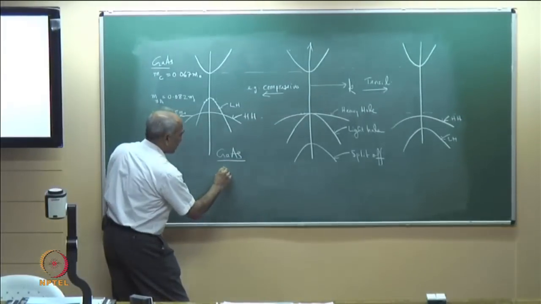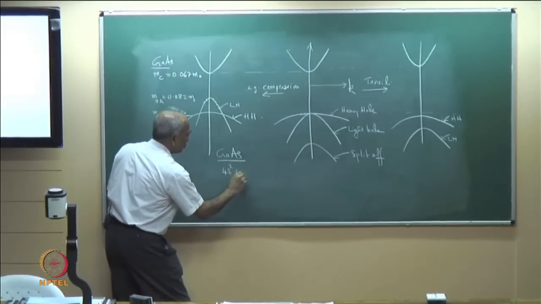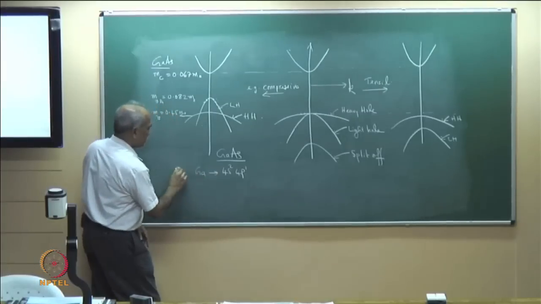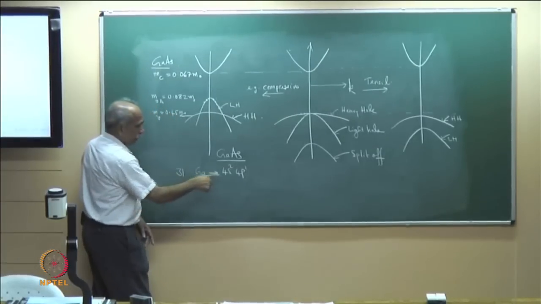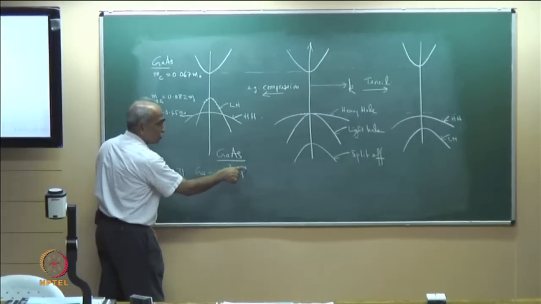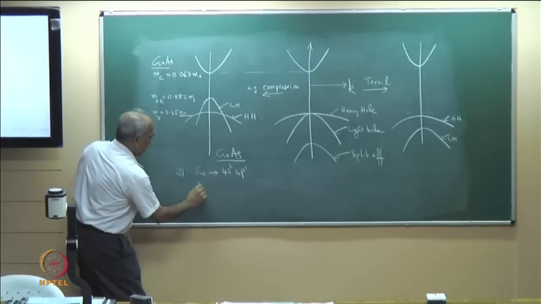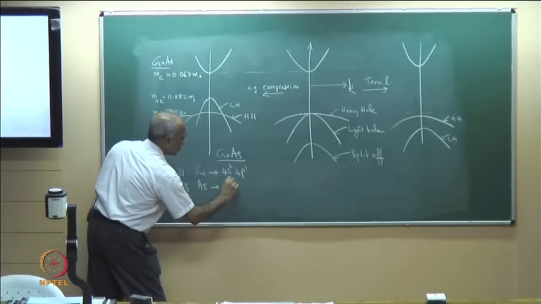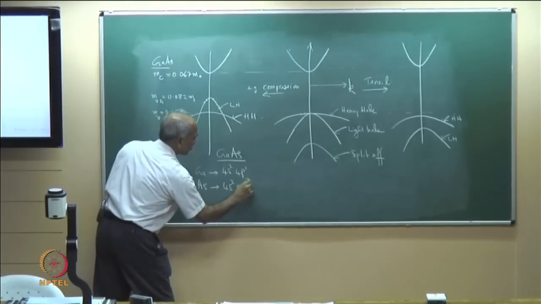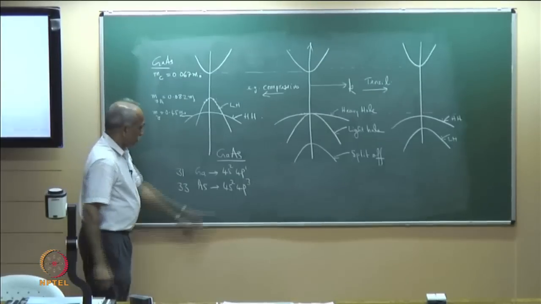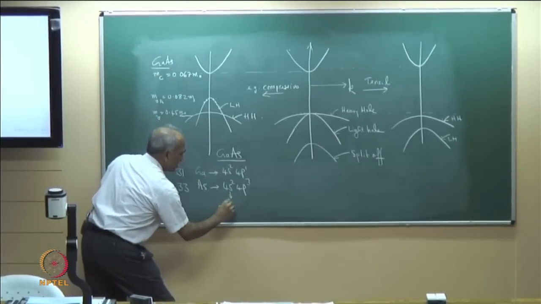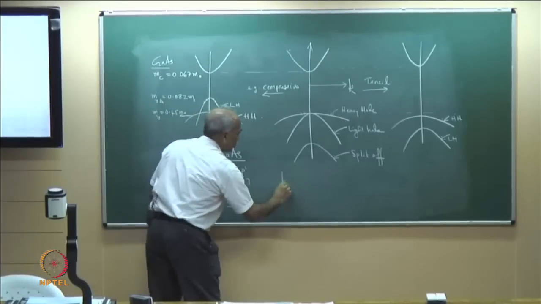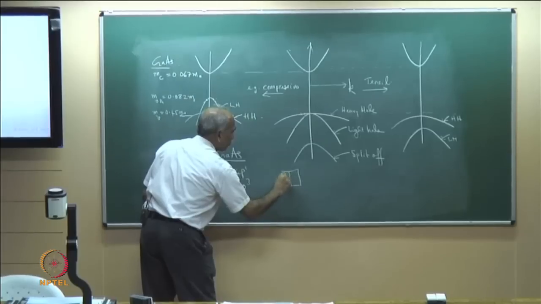We know that gallium is atomic number 31, and its outer valence shell has 4s2 4p1. Arsenic, atomic number 33, has 4s2 4p3. S2 means spin, it has plus minus half spin. Please see, S2 means there can be 2 electrons.